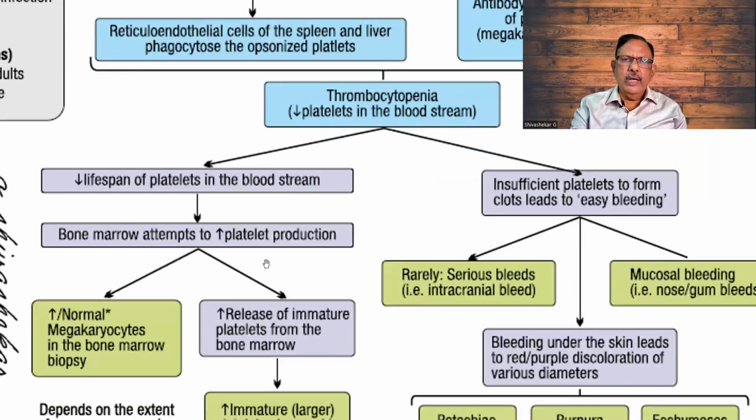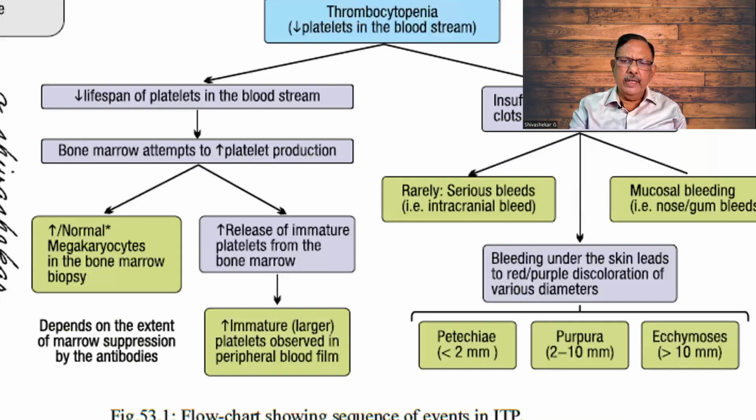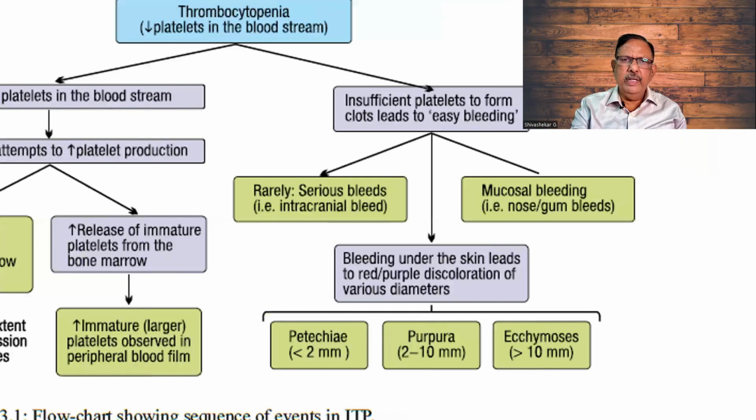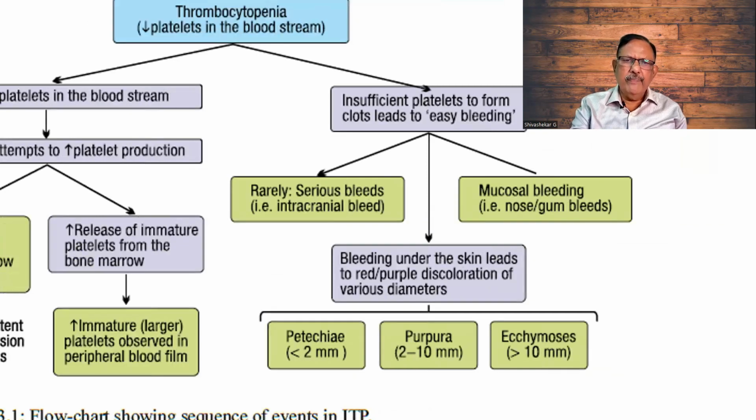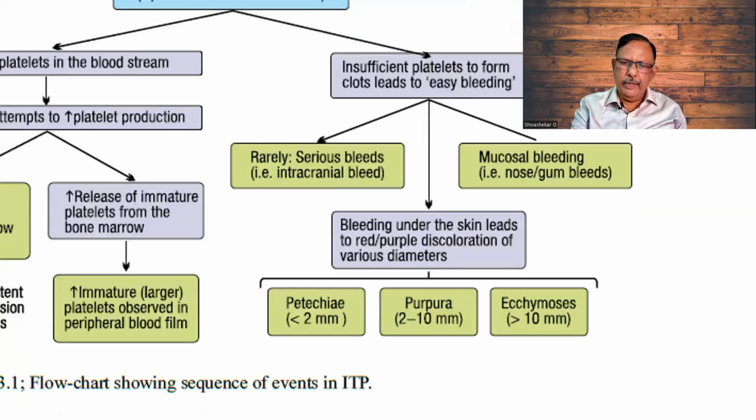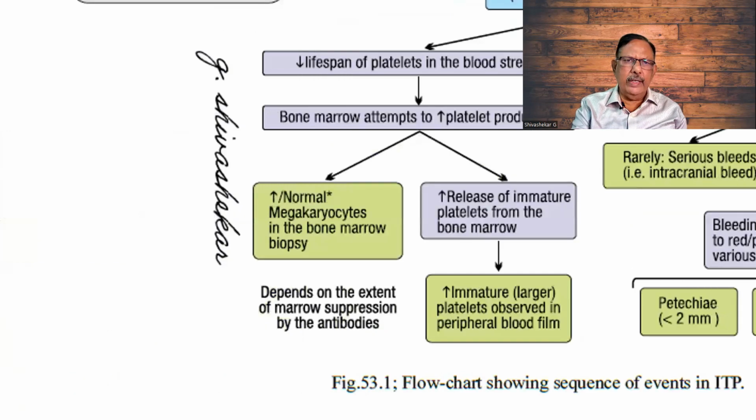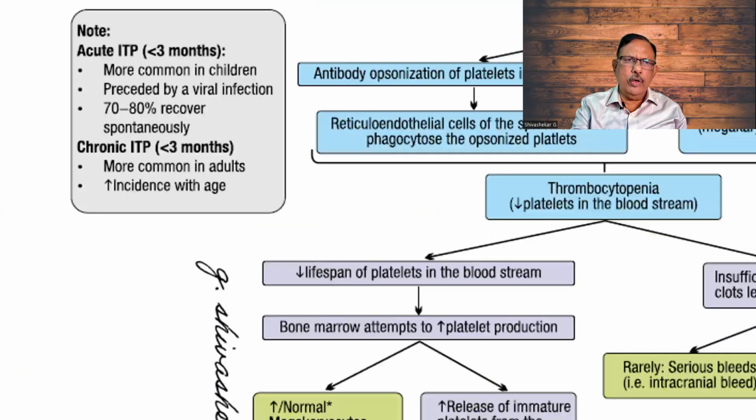The bone marrow attempts to produce increased amount of platelets. Therefore, immature megakaryocytes will be increased in number in the bone marrow. I mentioned earlier that one of the classical indications for bone marrow aspiration is ITP. There will be a tendency to bleed, mucosal bleeding, etc. As I told you, petechiae will be small, purpura 2 to 10 millimeters, ecchymosis will be more than 10 millimeters. I would like you people to kindly memorize and draw this one.